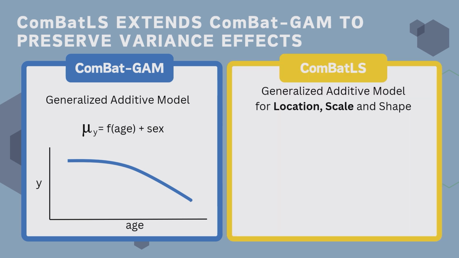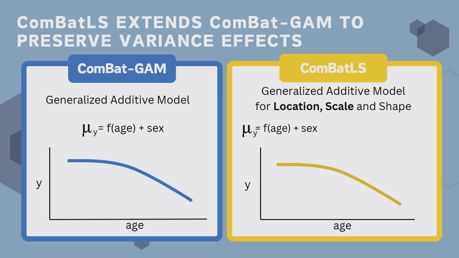And we updated this to use generalized additive models for location, scale, and shape, or GAMLSS, to estimate our covariate effects. And this encompasses a model for location or mean, similar to ComBatGAM. Then it also directly models the covariates' effects on distribution scales. And this gives us an estimate of how biological covariates, like age or sex, affect the feature scales, allowing us to preserve these effects when we harmonize.